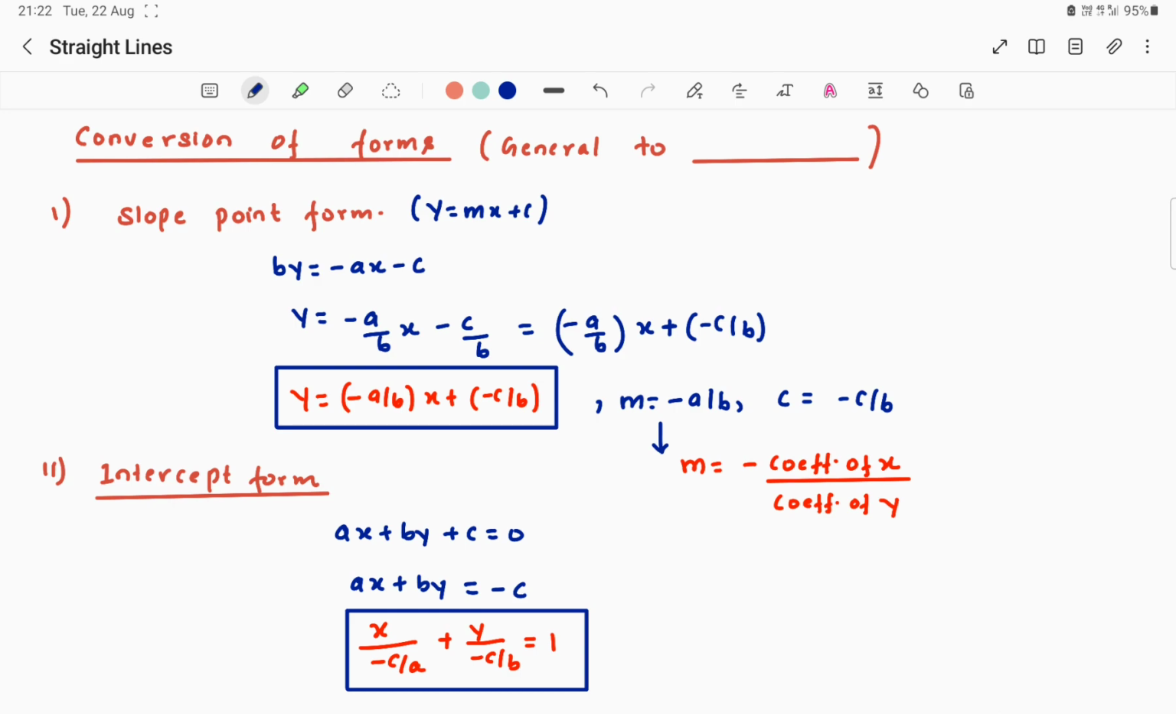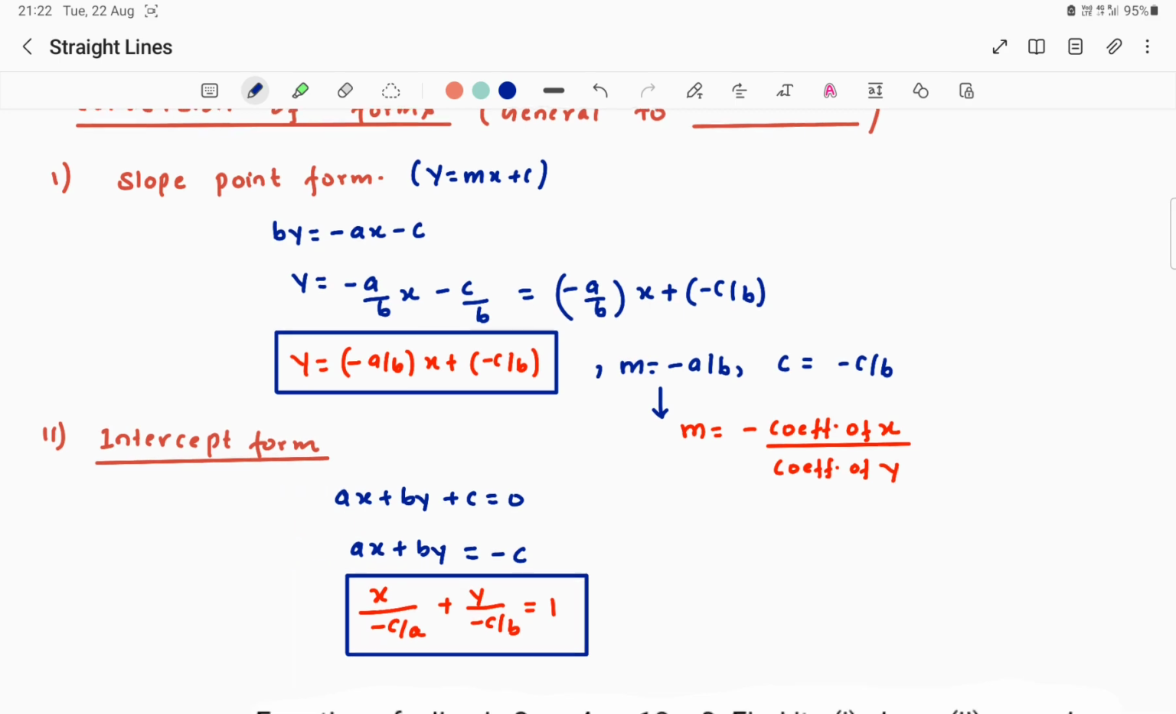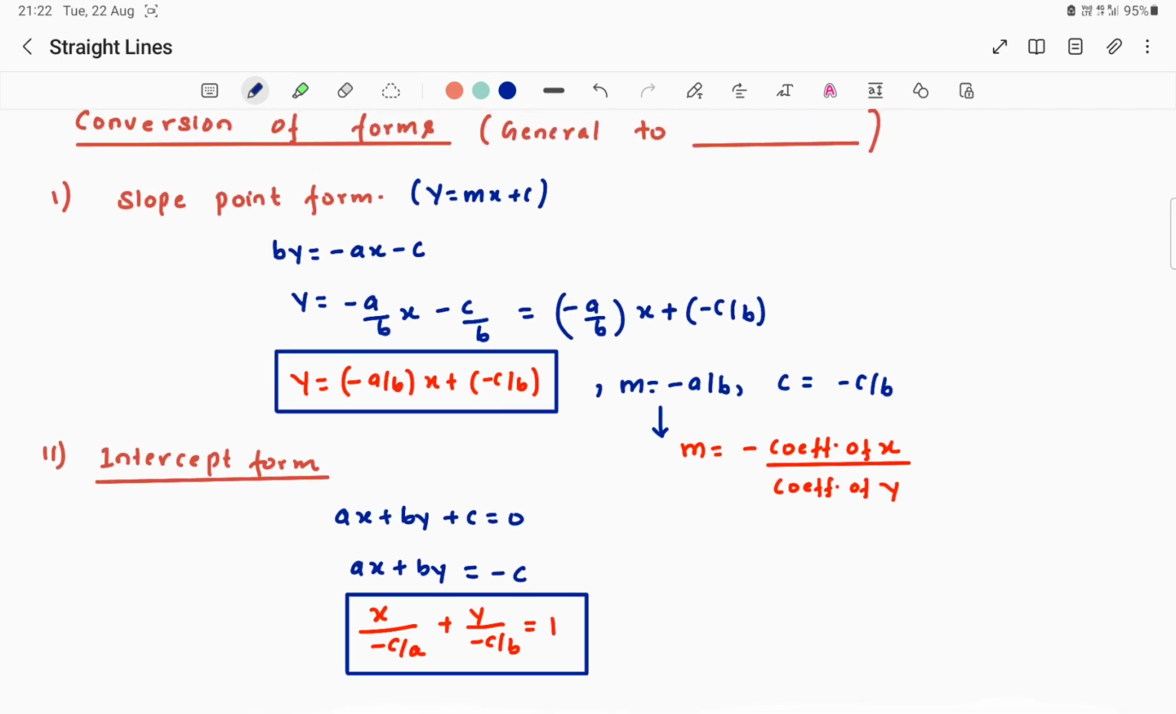The next topic, from where questions are given in NCERT as well, is the conversion of the forms, like general to slope point form or general to intercept form. Okay. So first we have general form to slope intercept form. See, the slope intercept form equation is what? y is equal to mx plus c, isn't it?